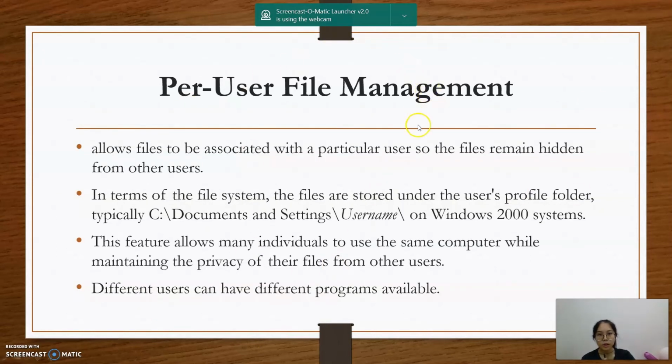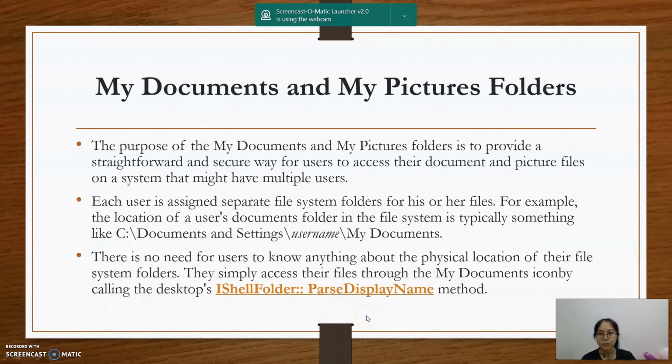For the user file management that I mentioned just now, it allows files to be associated with a particular user so the files will remain hidden from other users. In terms of the file system, the files are stored under the user's profile folder, typically in the C drive, Documents and Settings, username on Windows 2000 systems. This feature allows many individuals to use the same computer while maintaining the privacy of their files from other users. Different users can have different programs available.